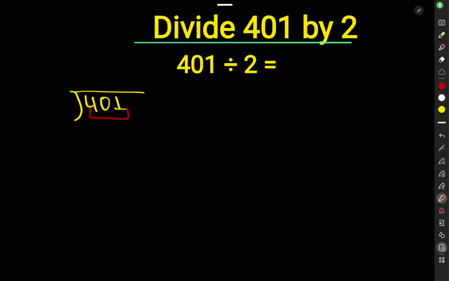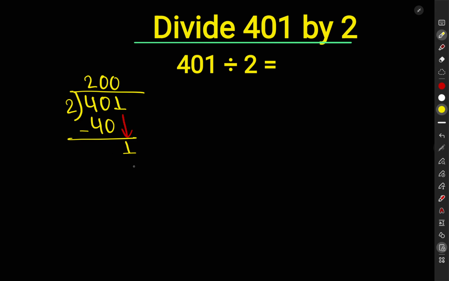Divide 401 by 2 in long division method. So 2 times 20 means 40. On subtracting we get 0. So now we put down the number beside this 1 and we remove this 0.